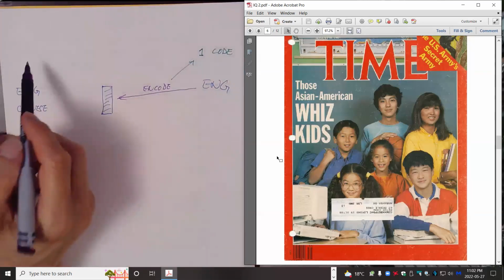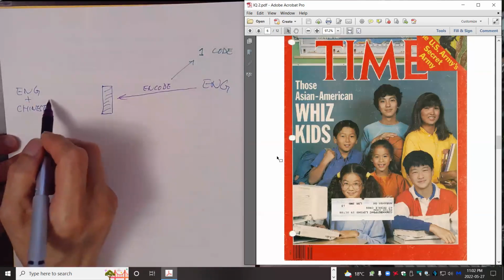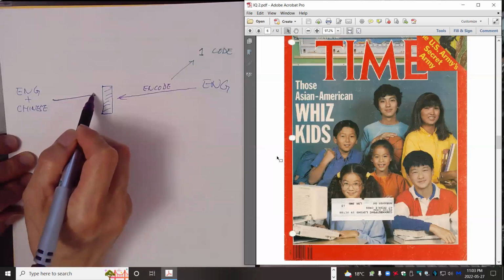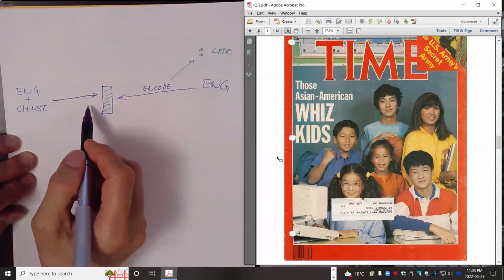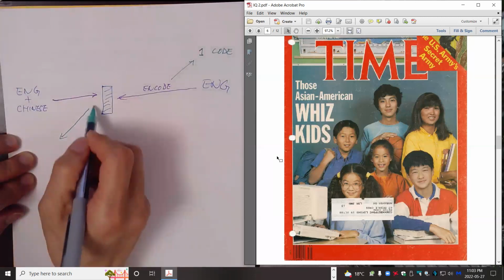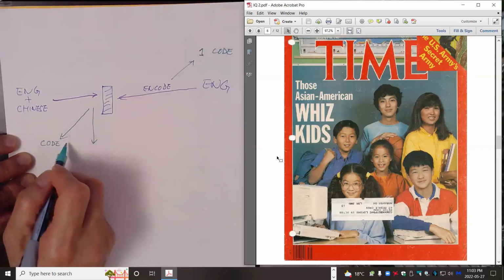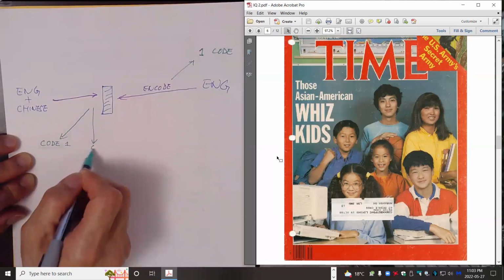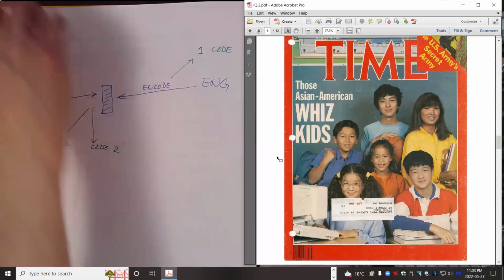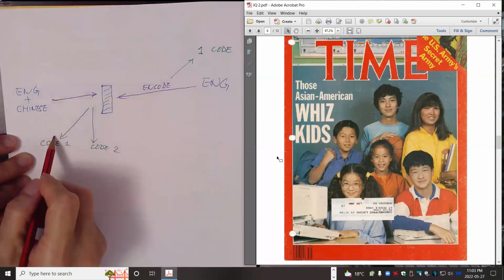The Asians, this group, look at this, and they come back with what? Two codes. Okay, one, I don't know, one.